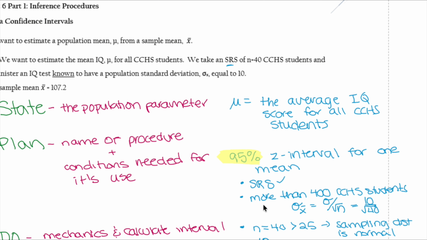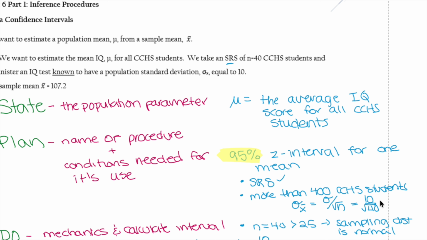The second condition is going to be more than 400 CCHS students. Where does the 400 come from? Well, it's 40 times 10, because this rule is simply asking us, is the sample size less than 10% of the population? And it is, because we have more than 400 students in this high school. So because this condition is met, we can draw the conclusion that the standard deviation of the sample is equal to the standard deviation of the population divided by the square root of the sample size. And we get this number right here, 10 over square root of 40.